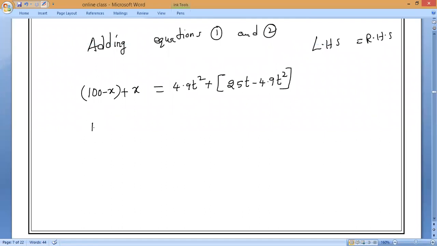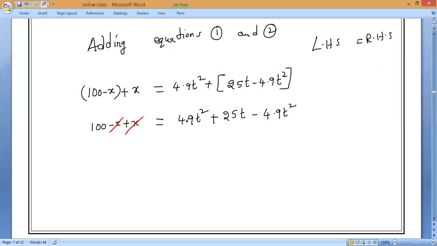Now if I open the bracket, it will come 100 minus x, plus x, equal to 4.9 t square, plus into plus only, I am opening now 25t. Next, plus into minus 4.9 t square. Now you can see similar terms are there but with a different sign. What will happen? Plus x and minus x will get cancelled.